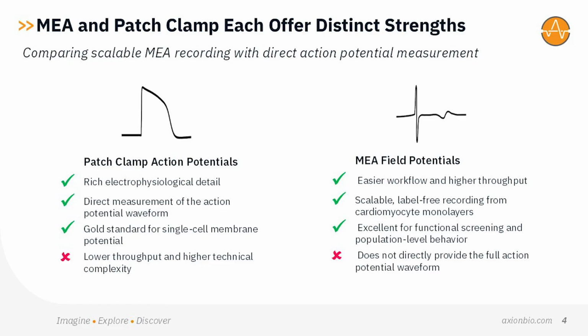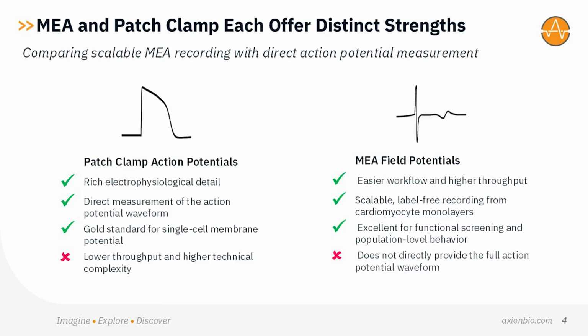So as we just saw, patch clamp data provides rich electrophysiological detail. It is the gold standard for measuring membrane potential at the single-cell level, and it gives direct access to the action potential waveform. But it is lower throughput and requires more technical expertise. MEA field potentials, on the other hand, are scalable, label-free, and well-suited for functional screening. They measure population-level behavior from cardiomyocyte monolayers and are much easier to deploy across multi-well experiments. The key point here is that neither approach is better. They each bring distinct strengths, and they each answer different questions.